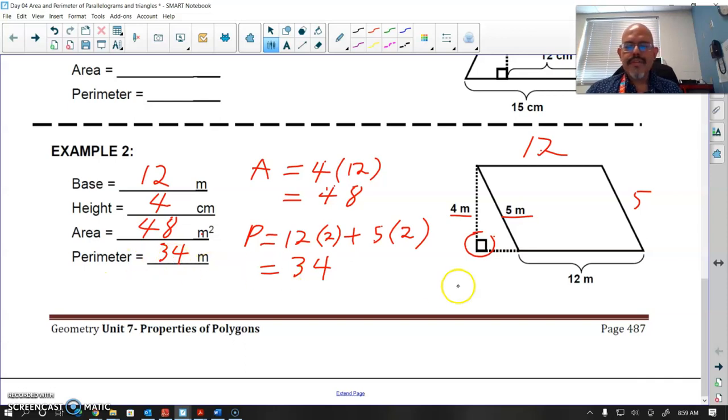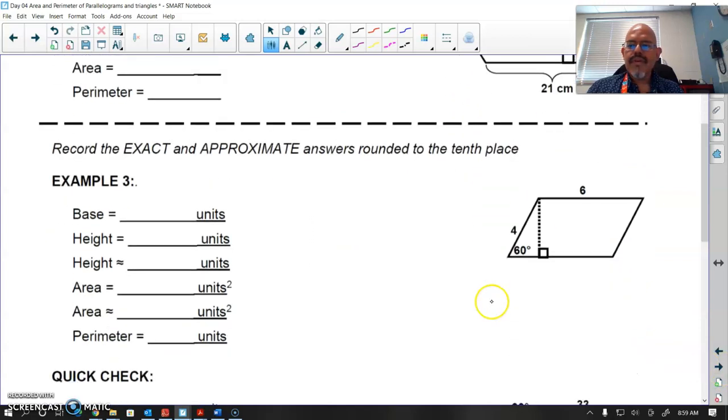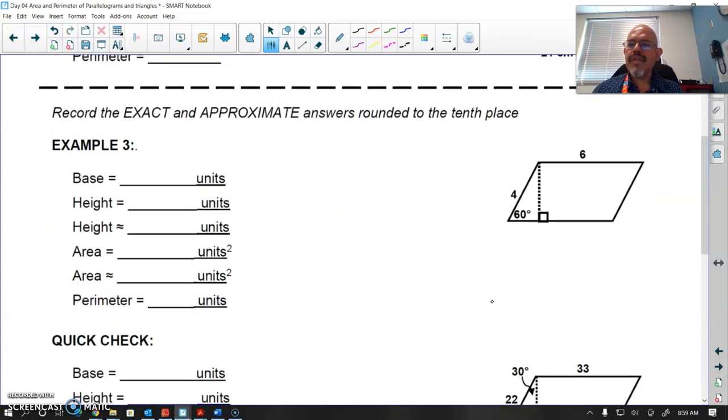Okay, let's go on to the next. Record the exact and approximate answers rounded to the nearest tenth. So we might have to use a calculator to do some of this. Taking a look at this right here, even though the base is all the way up here, it's still the same down here. So that's going to be a total of 6 units. So the base is 6.